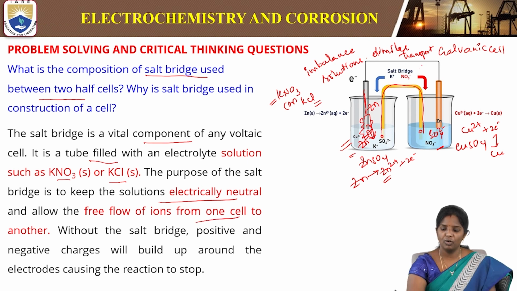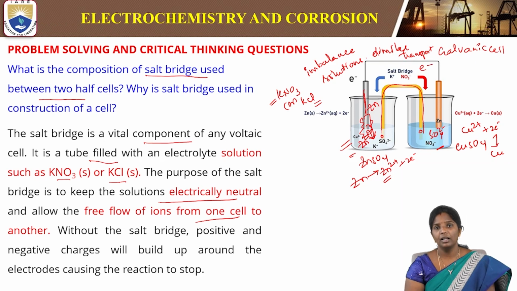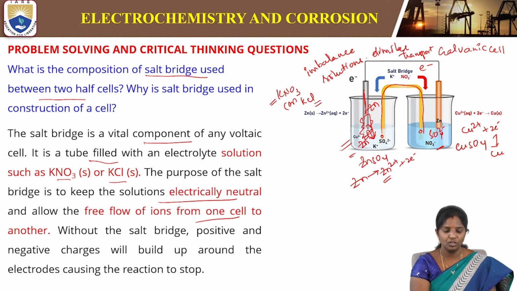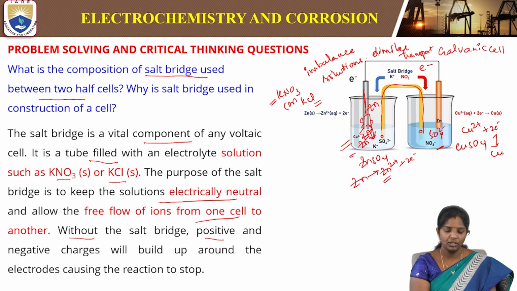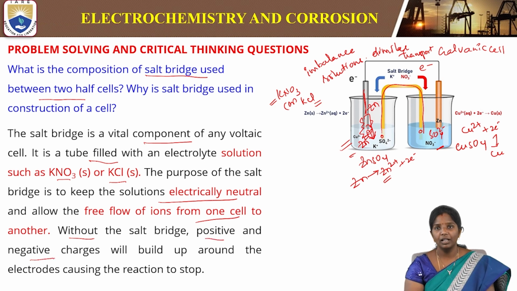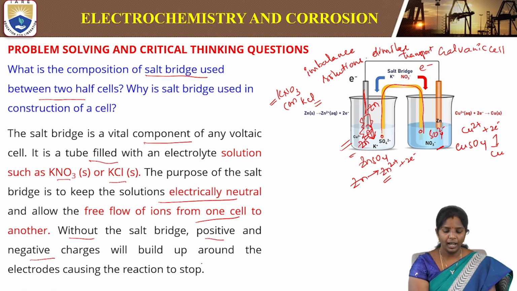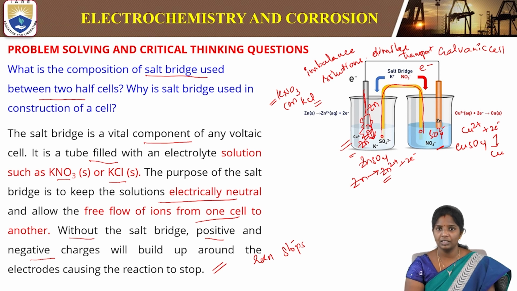Only when there is a flow of ions or electrons from one cell to another cell, the electricity will be generated and the cell keeps working. So therefore the salt bridge is very important. So without a salt bridge, what happens? The positive ions and the negative charges will build up around the electrodes and stop the reaction. So that is why the salt bridge is very important and it must be used whenever a voltaic cell is present.